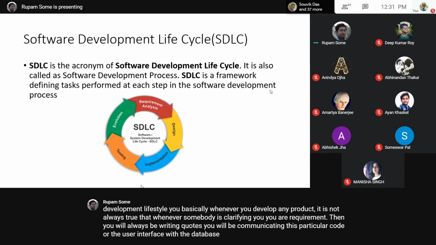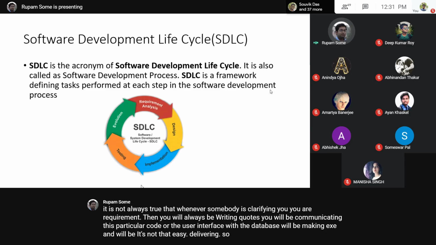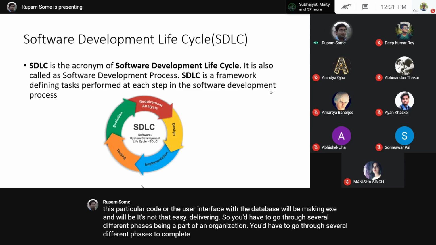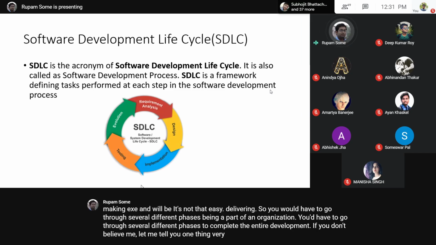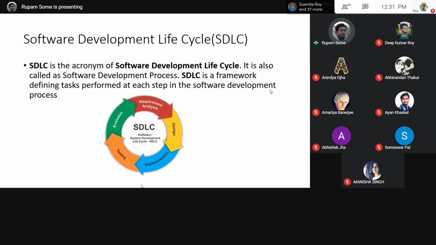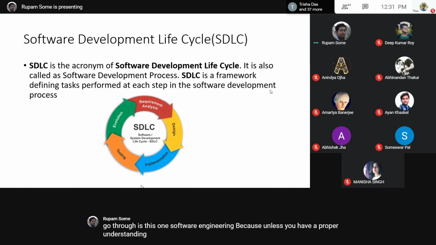It's not that easy. You would have to go through several different phases. Being a part of an organization, you would have to go through several different phases to complete the entire development. If you don't believe me, let me tell you one thing very frankly. Whenever you join an industry, the first subject that you would have to go through is this one, software engineering. Unless you have a proper understanding of this subject, you will not be in a position to work as a team member. You should have an idea about the process flow of what exactly is needed to develop software. So this SDLC is very important for you to understand.